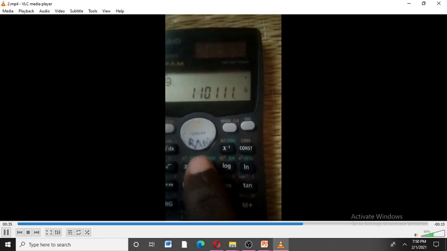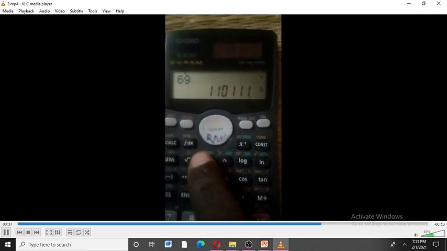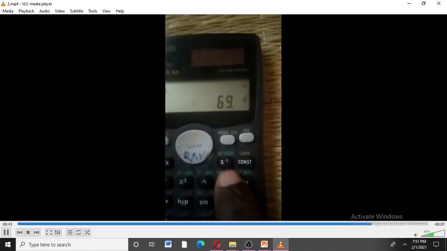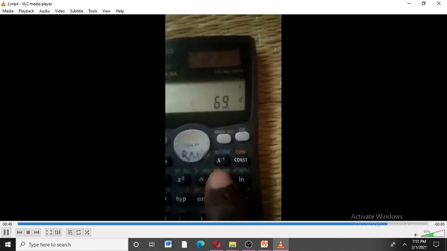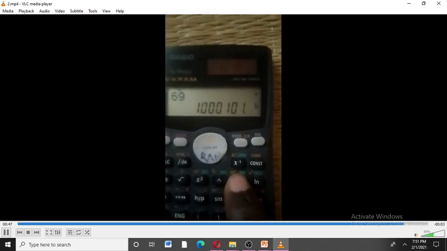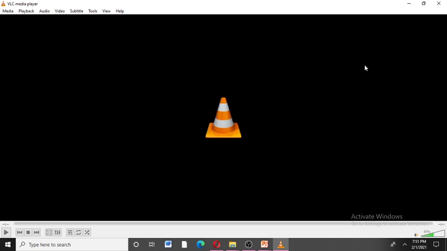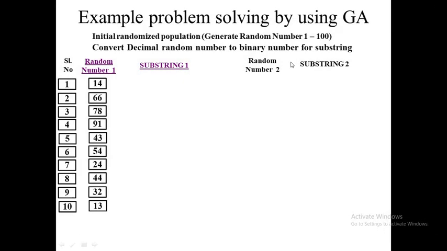Likewise, you may change the number also. You can change the number also, 69. Convert that into decimal symbol. After that, you may press the equal to symbol. After that, you get 69 in the display. After that, you may go for binary. Now you may get the 7 digits of binary code. It is the conversion of a decimal number into a binary number, which is known as a substring.